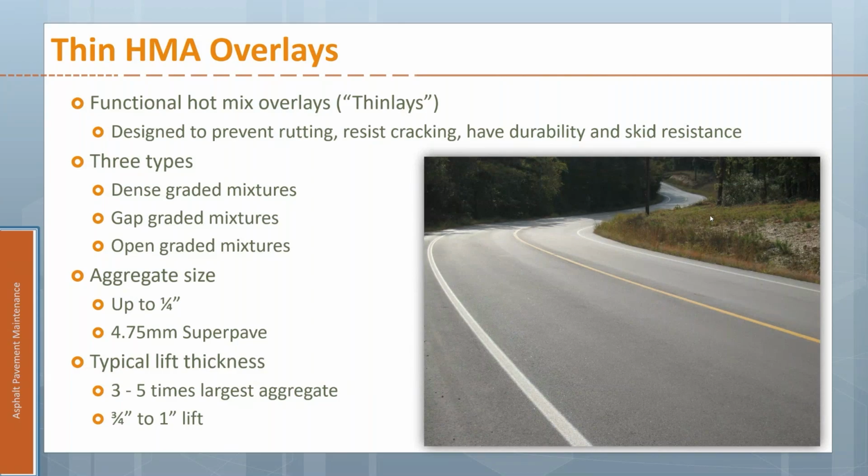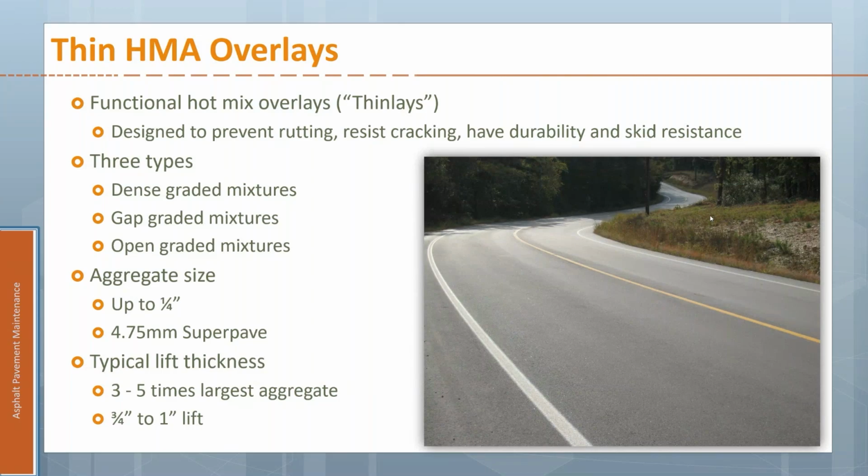There are different types of mixes. You can have dense graded, gap graded, open graded. But again, the difference is just the size of the aggregate. So it's a miniature version. For a typical traditional hot mix overlay, the surface aggregate might go up to a ½ inch. This is going to be half of that, so up to a ¼ inch. And there is actually, in all the AASHTO design guide things, 4.75 millimeter Superpave included in that. So that whole procedure, again, it's just the miniature version.